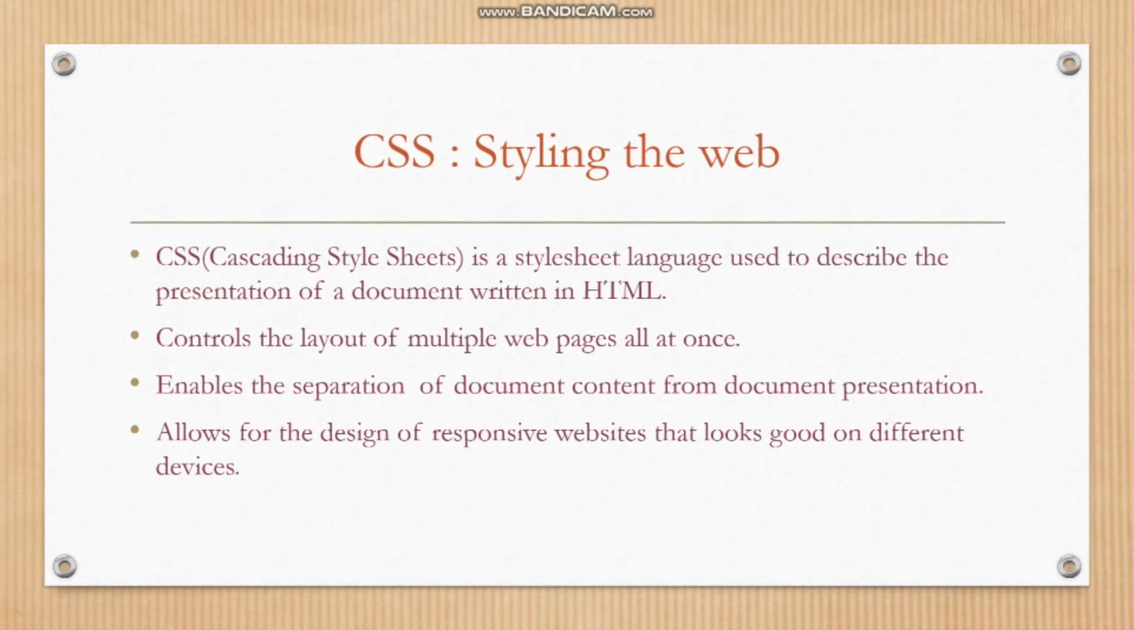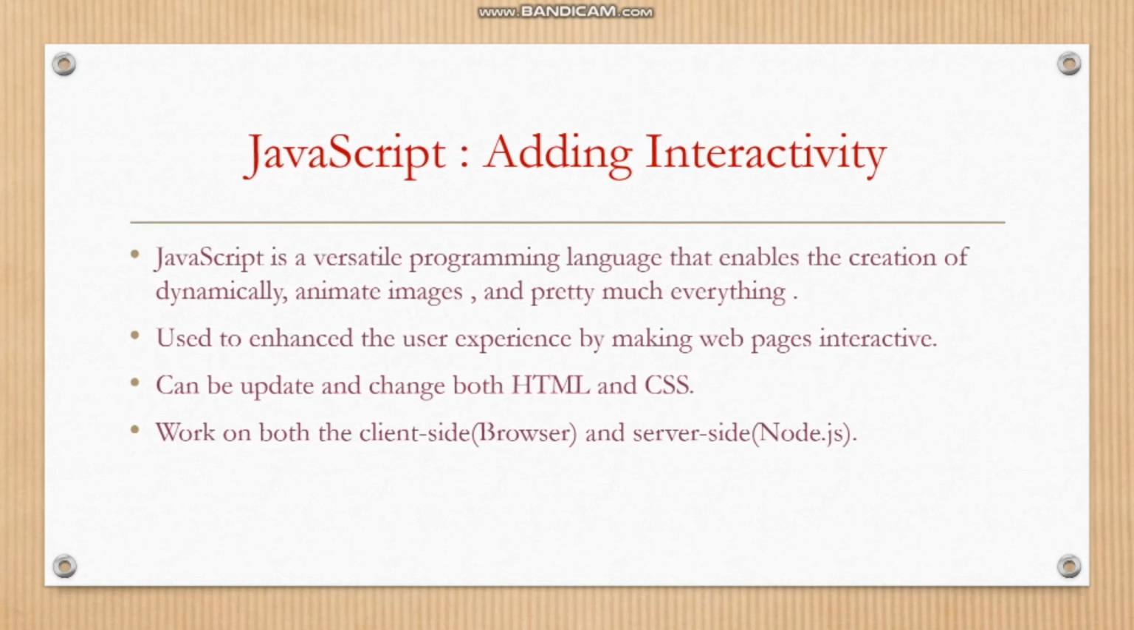Now we jump on to JavaScript. What is JavaScript? It is the main logic of our website. JavaScript really helps us add the logic of the website. JavaScript is basically a versatile programming language that enables our pages to be dynamic and animated and do pretty much everything in our website. JavaScript is the key in web development. Yes, it can be updated by both HTML as well as CSS.